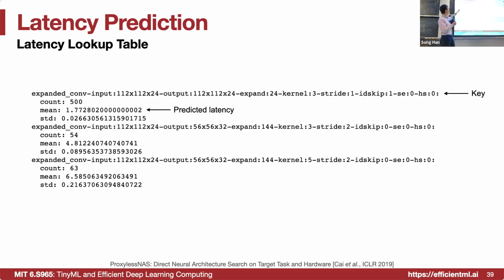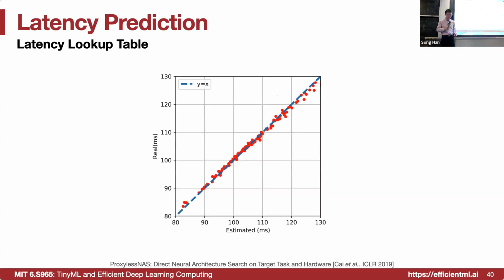So for example, this is an example latency lookup table. The signature is, so this is the resolution 112 by 112 by 24. Output also has 24 channels, and expanding for the inverted bottleneck, it's 24 channels, 3 by 3 kernel size, stride equal to 1. There's no IC, right? So this is the key. So we have this value, which is the predicted latency. We also have the mean and also the standard deviation. So this is an example latency lookup table.